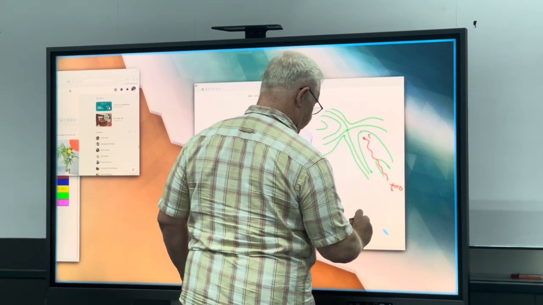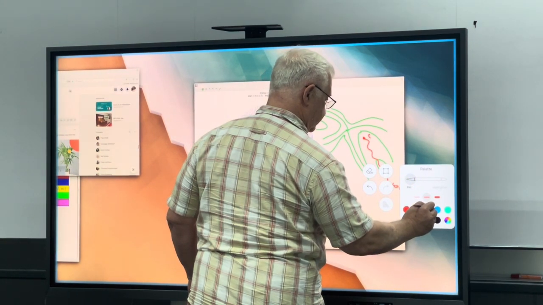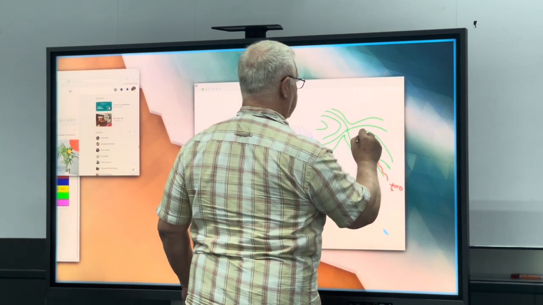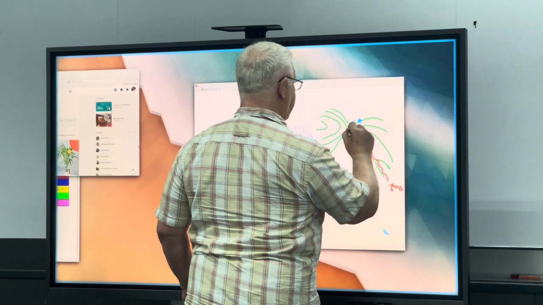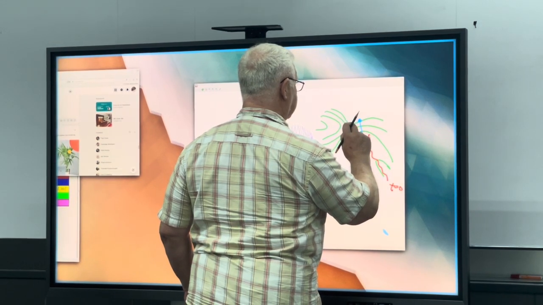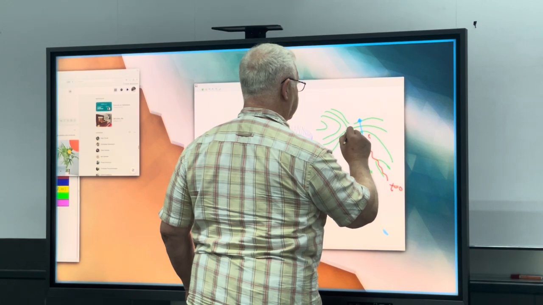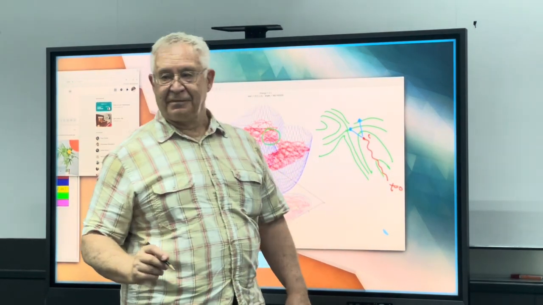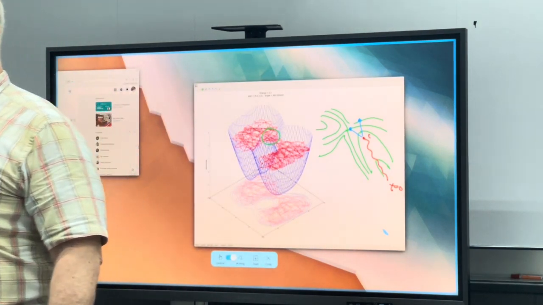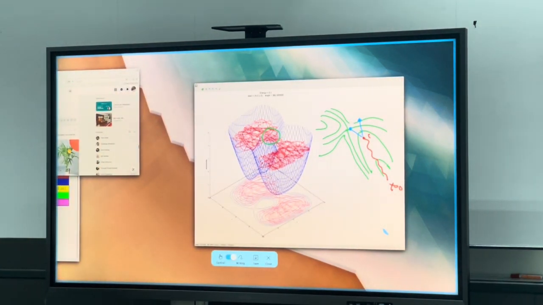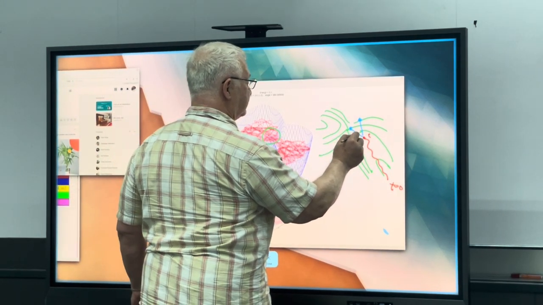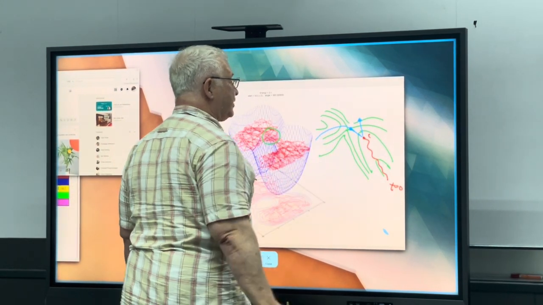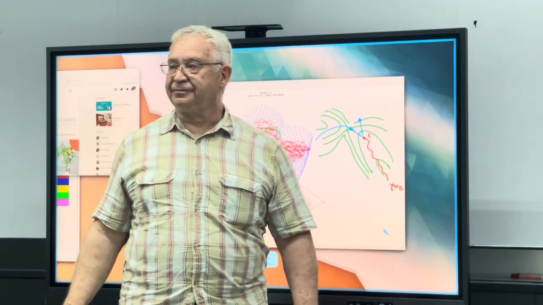Let's use another color. So v of t can be like this, or the same v of t, the same magnitude, can be like this. So it has exactly the same kinetic energy. What is different is the direction of the velocity. And you see, if the velocity is like this, then it will probably manage to cross the barrier.